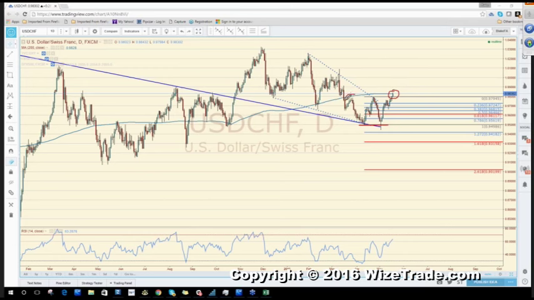Bam. See that right there? Bam. Bam. I'm not a big fan of moving averages and rejections of moving averages, but when something is respecting a moving average, then you've got to pay attention to it. So right now, the US dollar Swiss franc is right up against its 200-day moving average. You have to pay close attention because that might give us some issues.